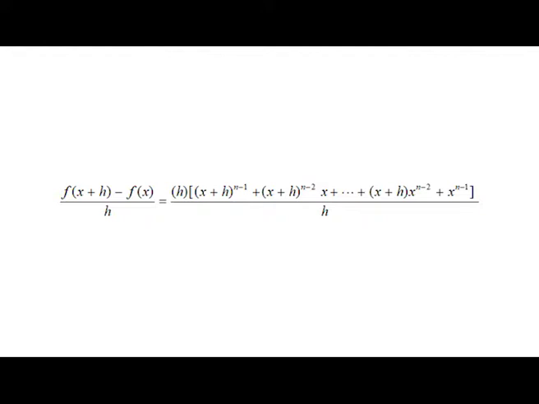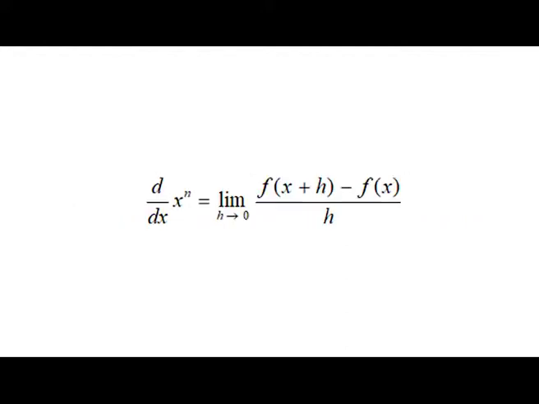plus x plus h into x power n minus 2 plus x power n minus 1 upon h, which is equal to x plus h to the power n minus 1 plus x plus h to the power n minus 2 into x plus etc. plus x plus h into x power n minus 2 plus x power n minus 1. n terms, each with the limit x power n minus 1 as h approaches 0.